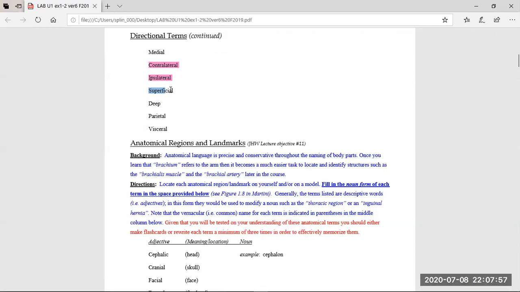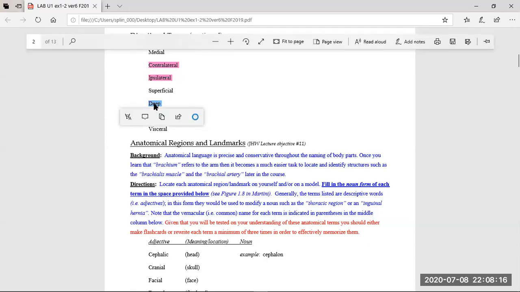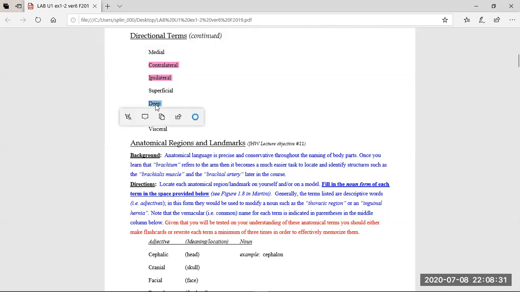The term superficial means towards the surface. So our skin, our epidermis, that's the more superficial layer of our body. And the opposite of towards the surface, deep, means away from the surface. In order to see any deep structures, we have to do some dissection. We would have to dissect away our superficial skin to see and reveal the deeper underlying muscles. So towards the surface and away from the surface.